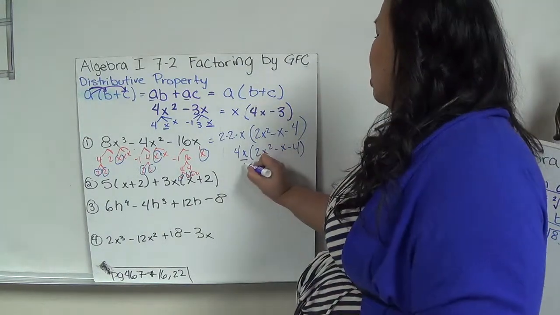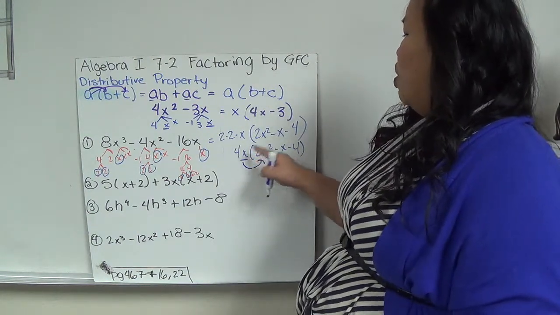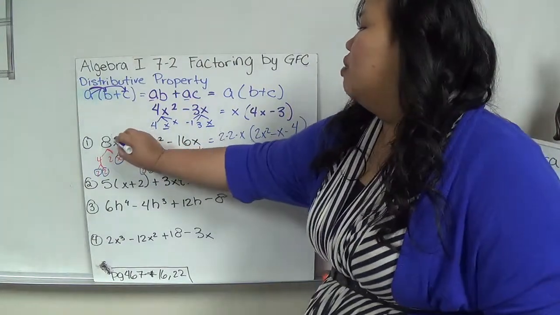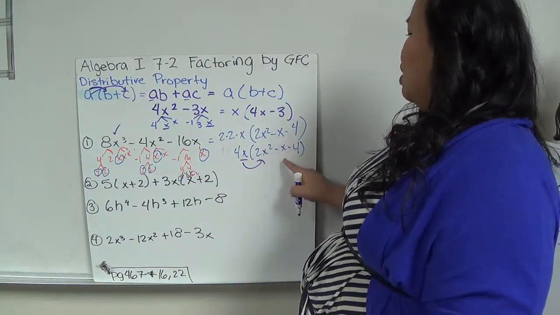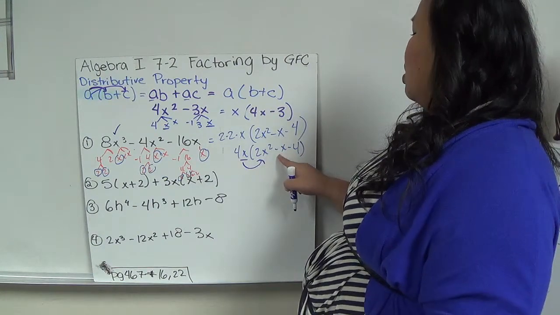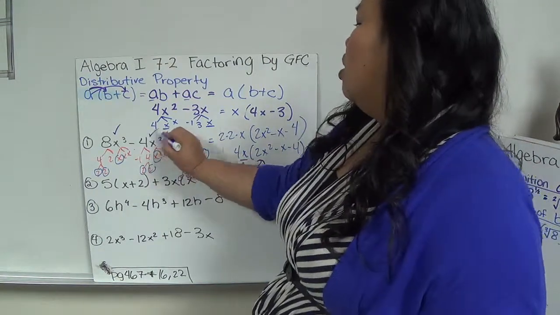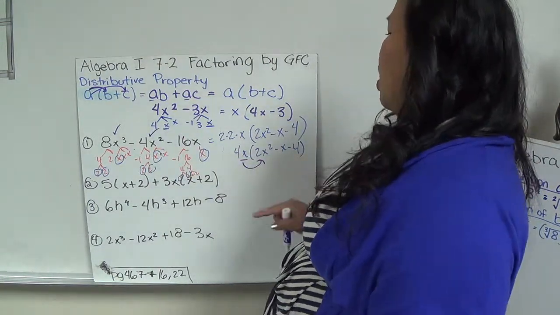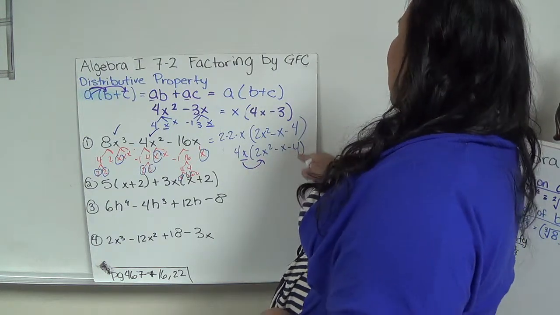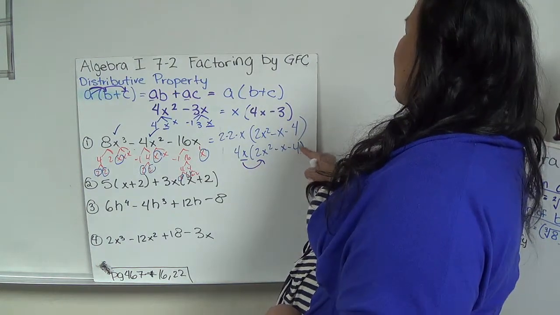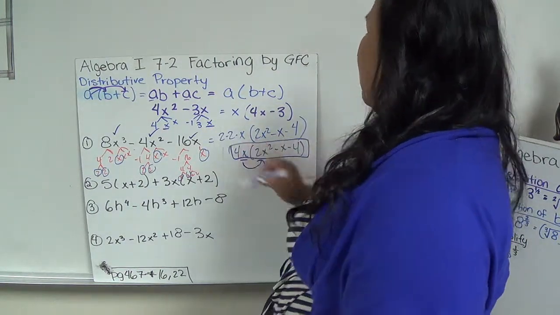If I distribute 4x back into this, 4x times 2x squared, 4 times 2 is 8x cubed. Done. Okay? And then 4x times negative x, 4 times negative 1 is negative 4, x times x is x squared, so negative 4x squared. Good. And then 4x times negative 4 gives me negative 16x. Check. So I did factor this correctly, and that's my answer.